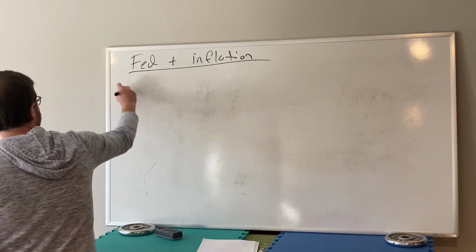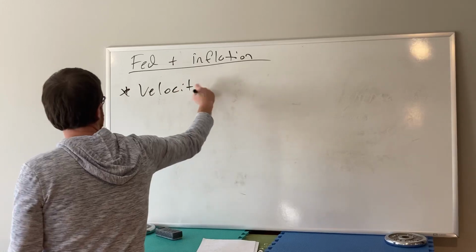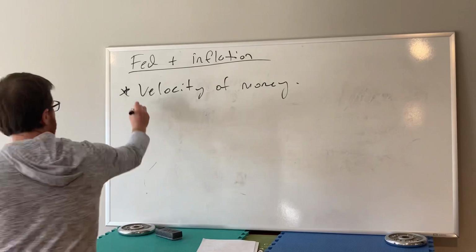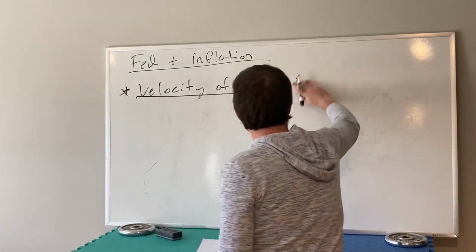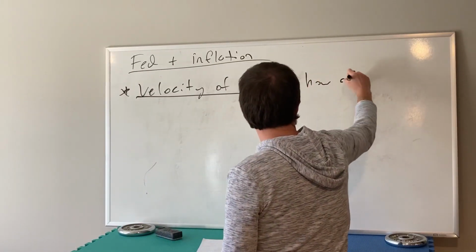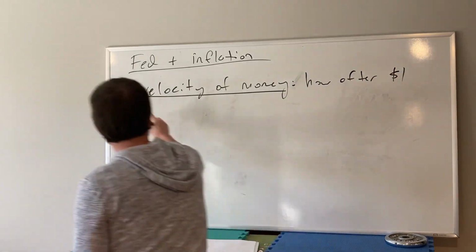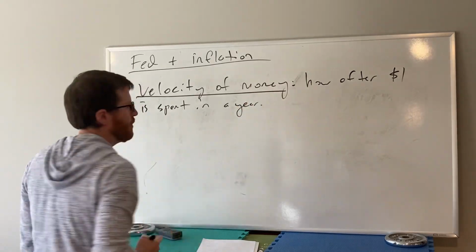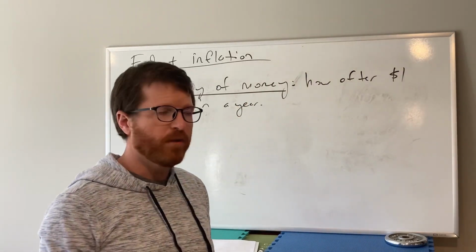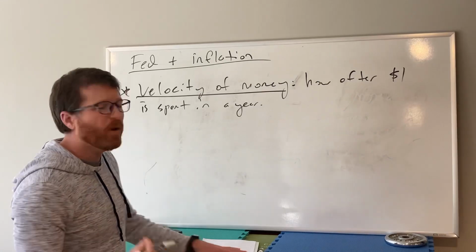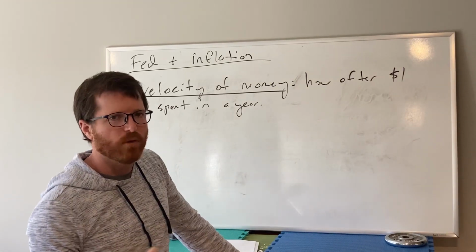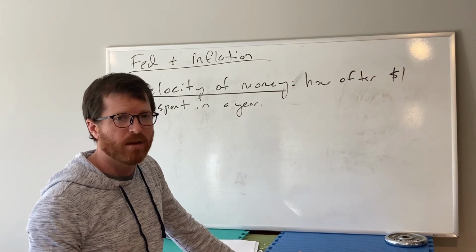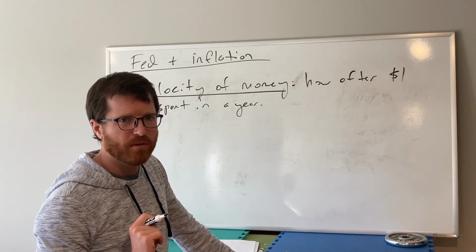It's called the velocity of money. Okay? The velocity of money is frequently defined as how often $1 is spent in a year. Okay? How often $1 is spent in a year. And you get different answers for velocity depending on what sort of criteria you're using, right? We could use currency, M1, M2. There's different ways to think about it. But let me try to explain what this looks like, okay?